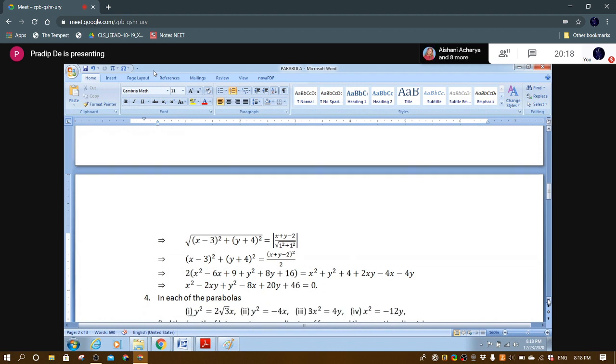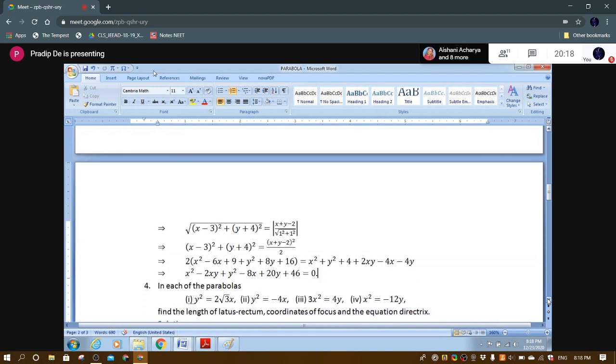Now, the next question is, in each of the cases, find the lengths of the latus rectum, the coordinates of focus, and the equation of directrix. Can you tell me?